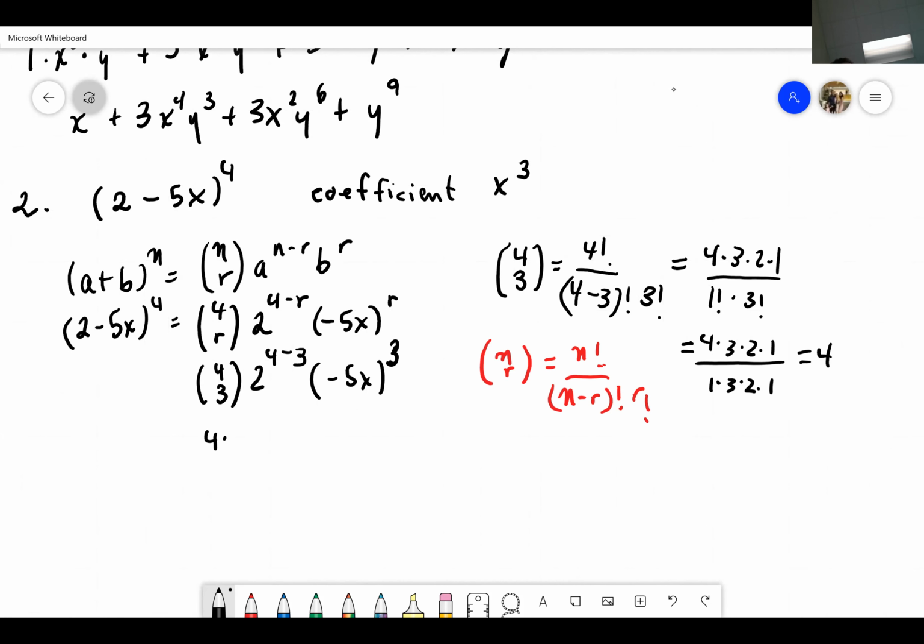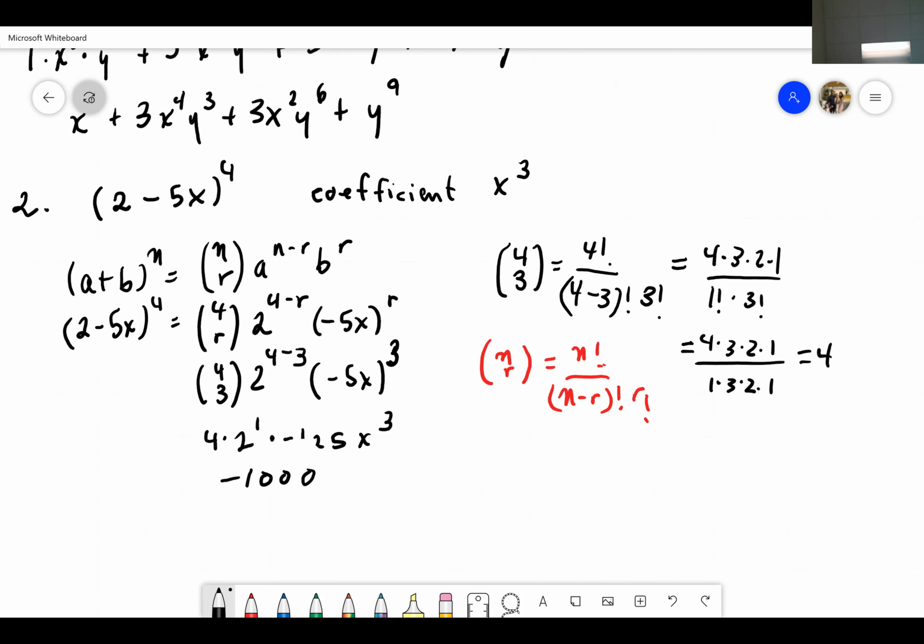So it's going to be 4 times 2 to the first times, well, negative 5 times negative 5 times negative 5 is negative 125. And you have x to the third. And negative 125 times 4 is what? 500? So 125 times 4 is negative 500. And negative 500 times 2 is negative 1,000. Negative 1,000 x to the third.